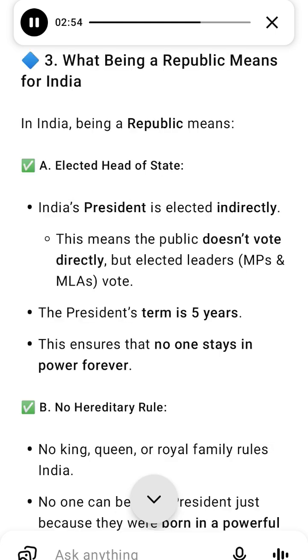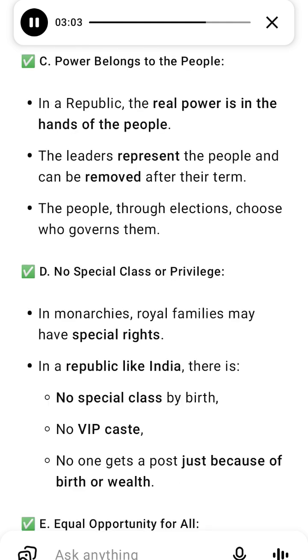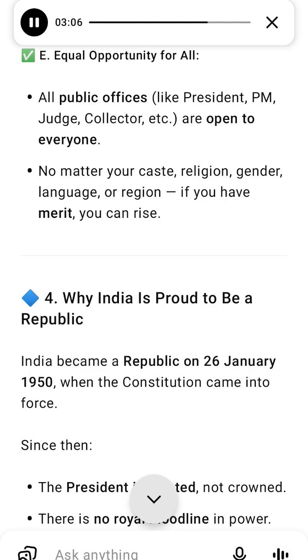Final summary in simple sentences. 1. A republic is a country where the people elect their head of state, not a king. 2. In India, the president is chosen by a vote, not by birth. 3. All citizens are equal and anyone can become a leader. 4. There is no royal family and no one gets special treatment. 5. This system gives equal rights, dignity and power to every Indian.